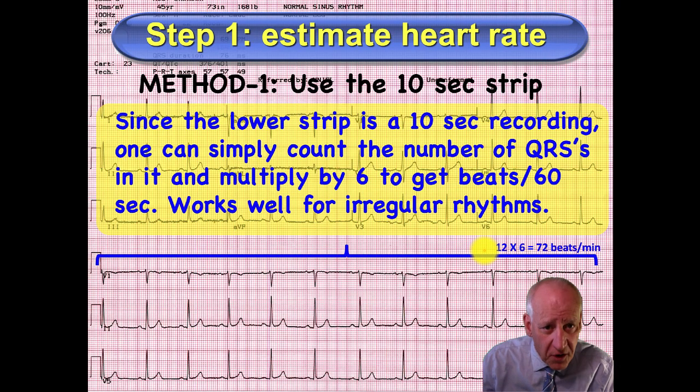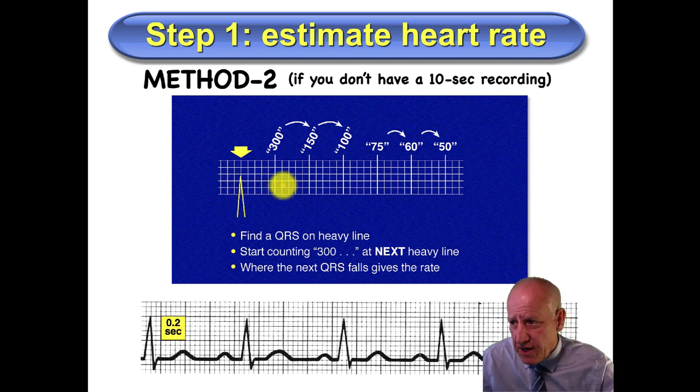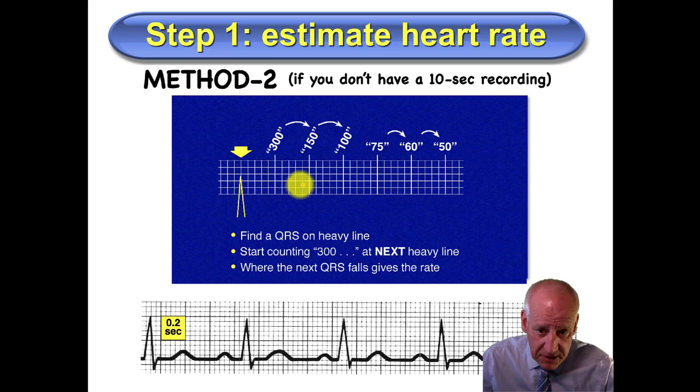Well, what if you do not have a 10-second recording? There's a very simple way that you can estimate heart rate as well. All you need to remember is that the recording moves across 300 large boxes every minute. So if successive QRS complexes are separated by 1 large box, your patient must have a heart rate of 300 per minute. If the complexes are separated by 2 large boxes, it must be half that rate, or 150 per minute.